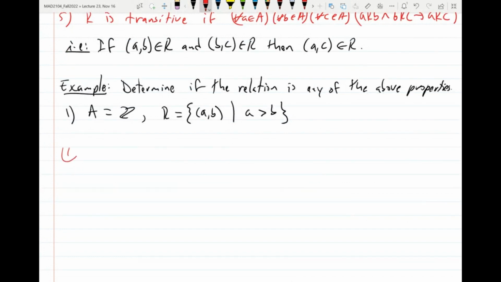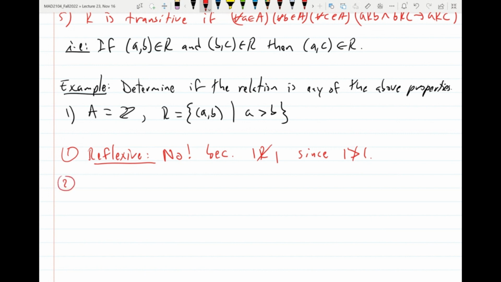So for number, let's see the first one. So reflexive, what do you think? Is this reflexive? Yes or no? No. Why? Because 1 is not related to 1, right? Since, for example, 1 is not greater than 1, right? You understand this? So you just need to give me one concrete counterexample, okay? All right, so that's reflexive.